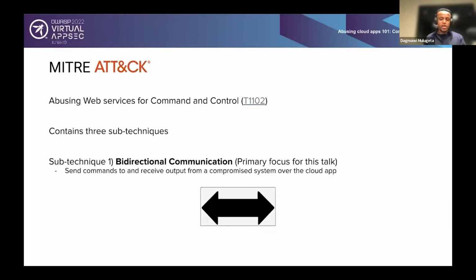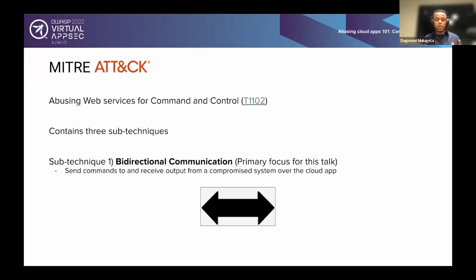The first sub-technique is bidirectional communication. And this is really what we're going to focus on for this talk, right? It's where the attacker is sending commands to and receiving output from a compromised system over a cloud application. So both the forward and the reverse communication is happening over a cloud application instance.